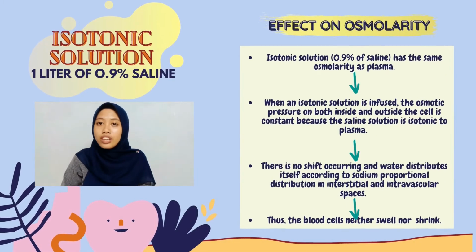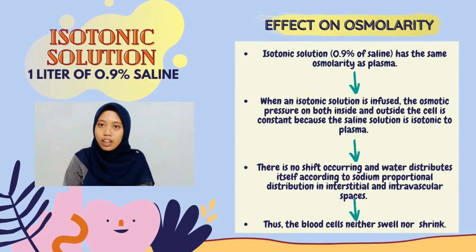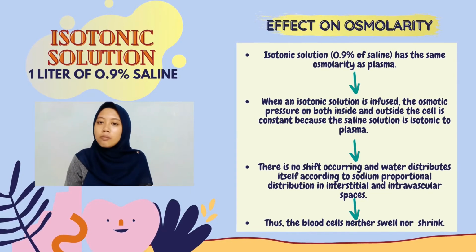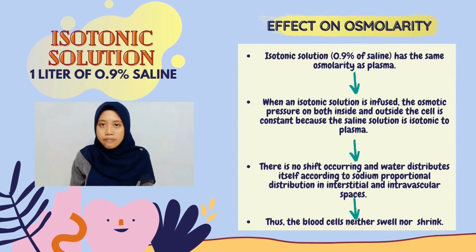When students drink isotonic fluid, does it affect the osmolarity and the blood volume? What is the effect on osmolarity? An isotonic solution of 0.9% saline, which consists of 150 millimole of sodium and 150 millimole of chloride, has the same osmolarity as plasma.